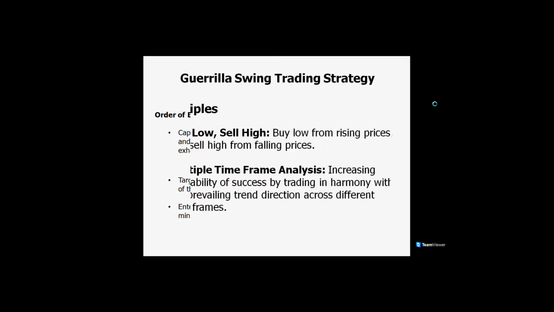The basic principle on which our strategy is based is buying low and selling high. But we don't just buy any lows and sell any highs in the market. We want to buy low from rising prices, meaning in an uptrend, we want to buy the retracement. And we sell high from falling prices, or in a downtrend, we want to sell the rally so that we can ride the price as it goes down in the direction of the bearish trend.